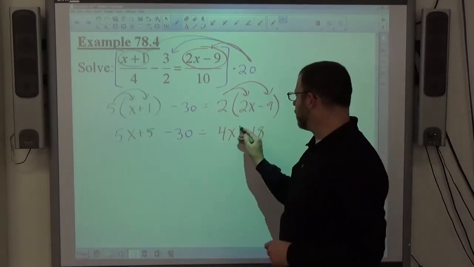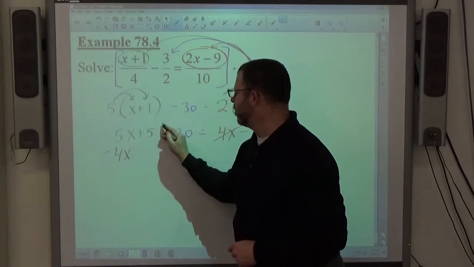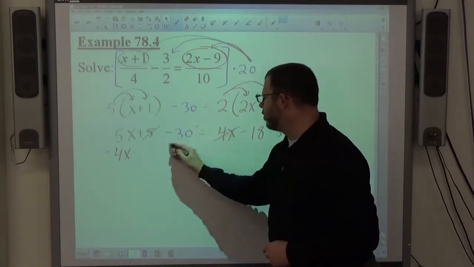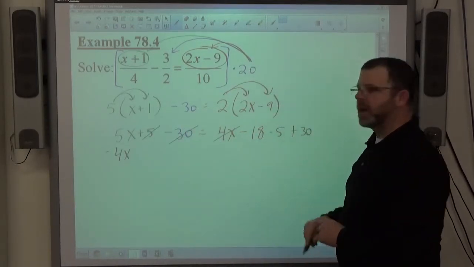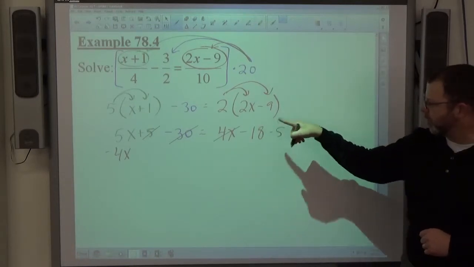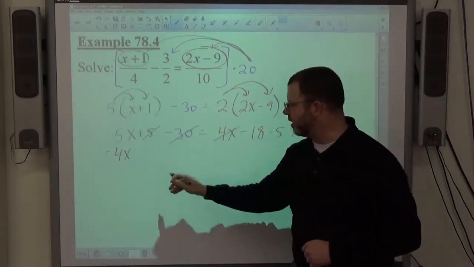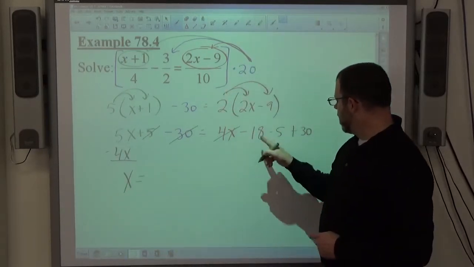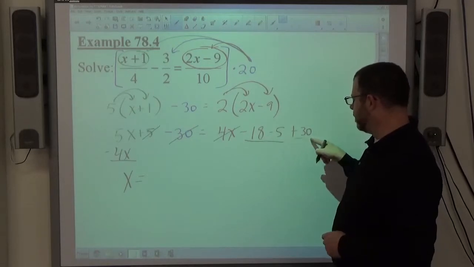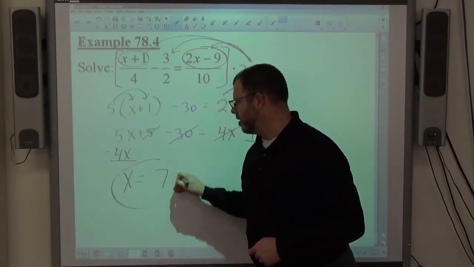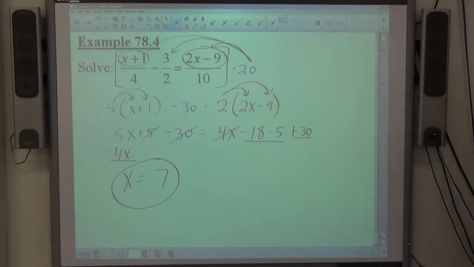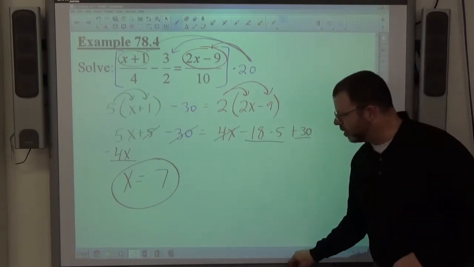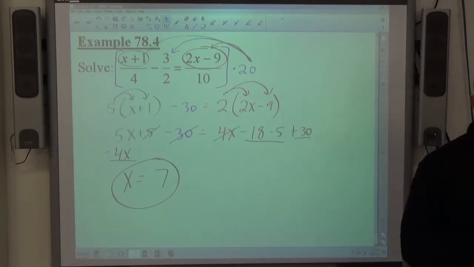I would move the 4x over to the left, move the 5 over to the right, move the 30 over to the right. Everything I moved changed signs, so 5 became negative, 30 became positive, 4x became negative. 5 minus 4 makes 1, so 1x equals. Over here, that's negative 23 plus 30 makes 7. Since there's no coefficient on x, that's the answer. If it came out something times x equals 7, then you have to divide by that something. But in this case, there isn't anything in front of x, so x equals 7 is the final answer.